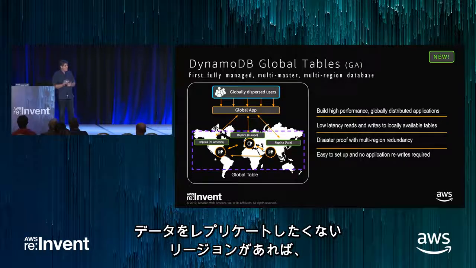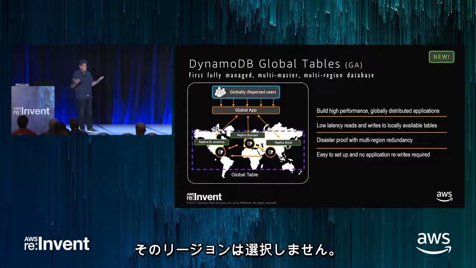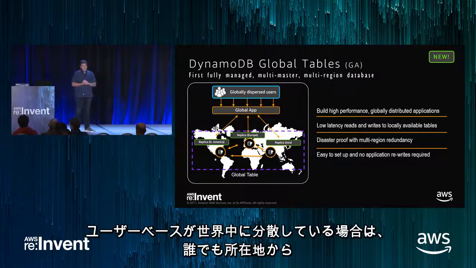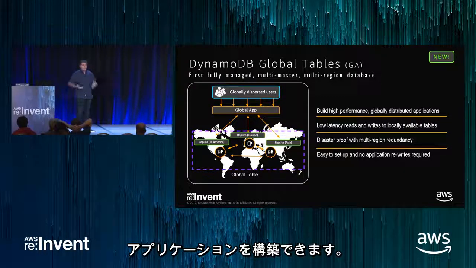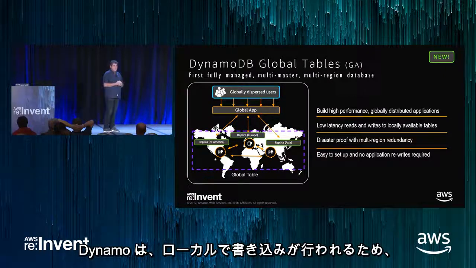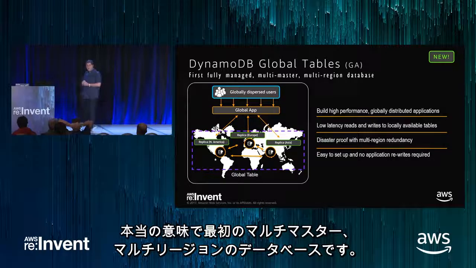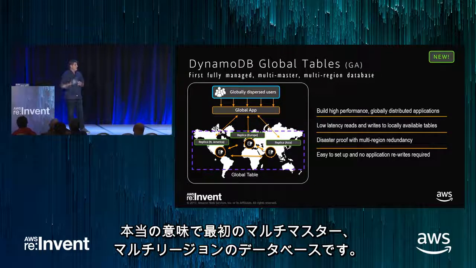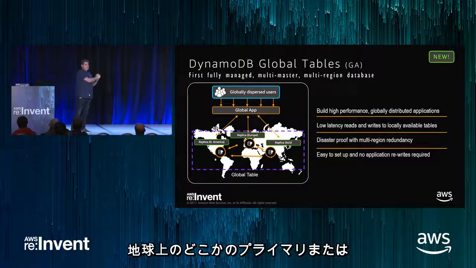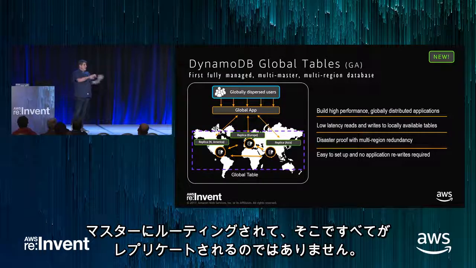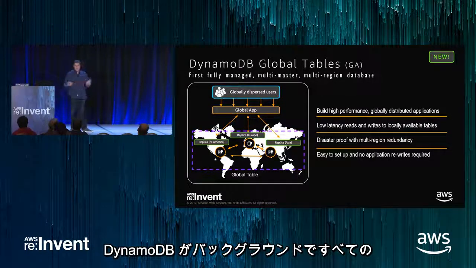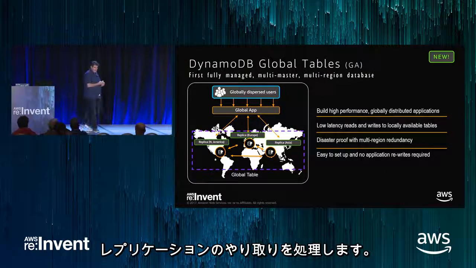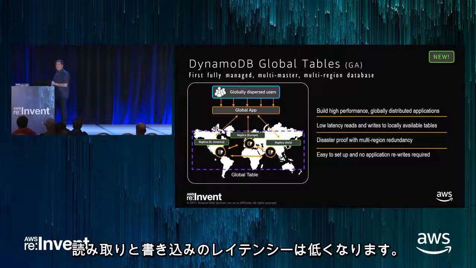So, if you don't want the data to be in a particular region, you just don't choose that region. And you can build applications if you have a globally dispersed user base where everybody can read and write from where they are. And Dynamo is really, truly the first multi-master and multi-region database, because your writes are done locally. They're not routed to some primary or some master someplace on the globe where then everything gets replicated from. We actually do reads and writes locally, and DynamoDB in the background will take care of all the replication back and forth. You get low latency for reads and writes.